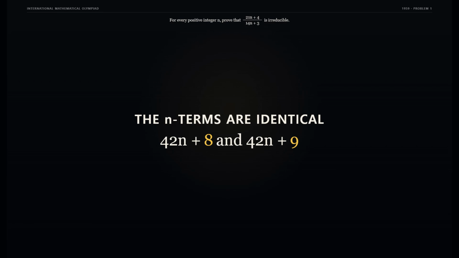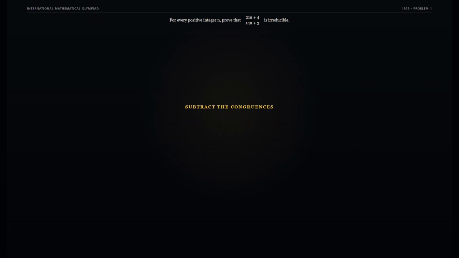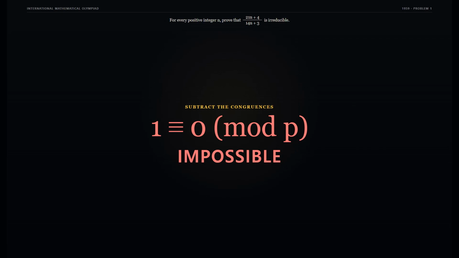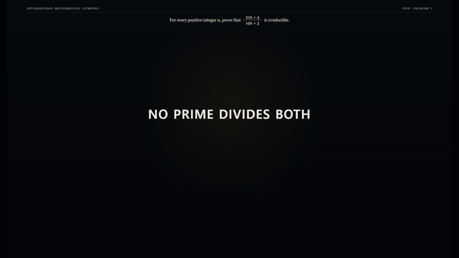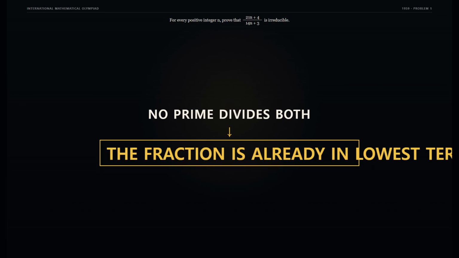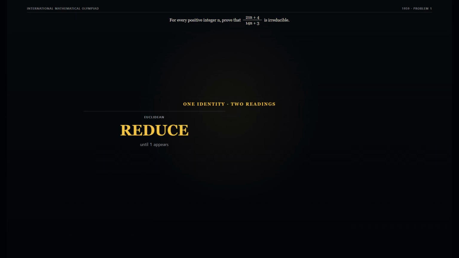Now the n terms are identical, but the constant terms are consecutive integers. Subtracting the two congruences gives 1 is congruent to 0 modulo p. That is impossible for any prime p. So no prime can divide both the numerator and the denominator. Again, the fraction must already be in lowest terms. The first proof reduces the expressions until 1 appears. The second proof aligns the expressions until 1 appears. They are two views of the same hidden identity.